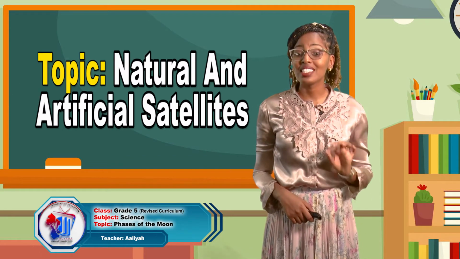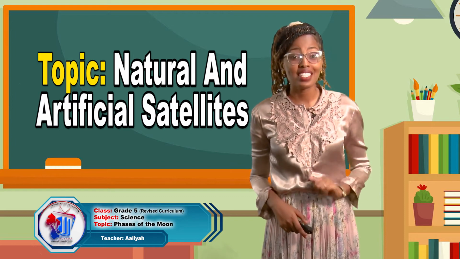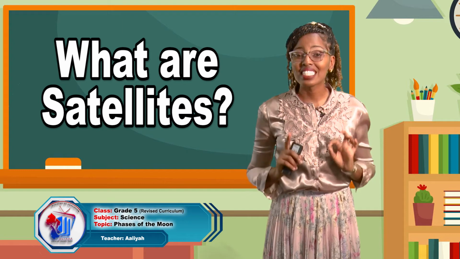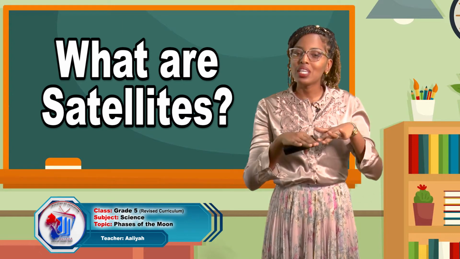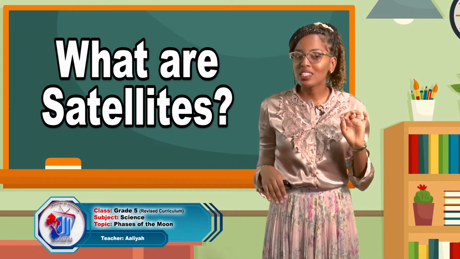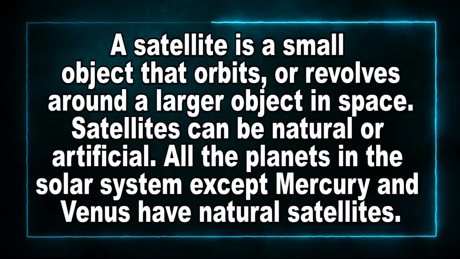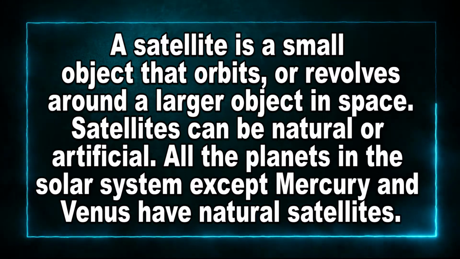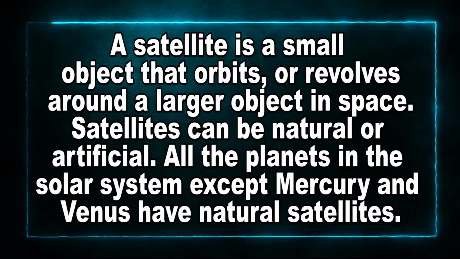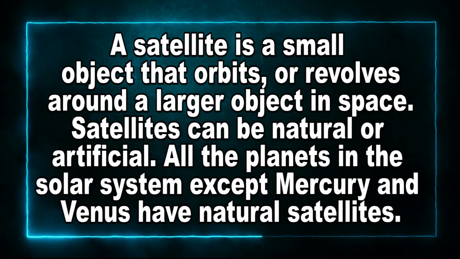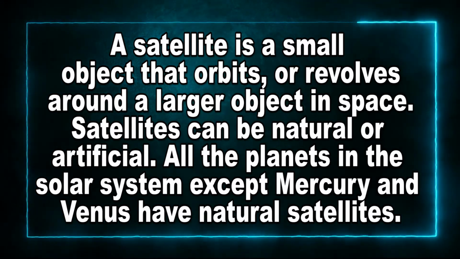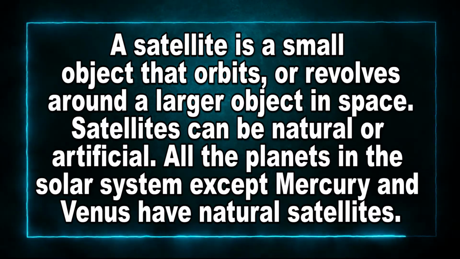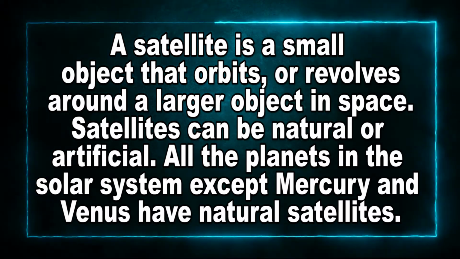Today's topic is natural and artificial satellites. To begin, we're going to discuss what satellites are. I know the word may seem long, but it's quite simple. You see, a satellite is a small object that orbits or revolves around a larger object in space. Satellites can be natural or artificial. Natural meaning it is not man-made, and artificial meaning it is man-made.